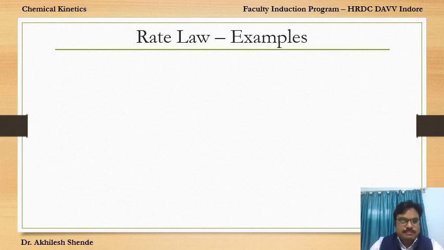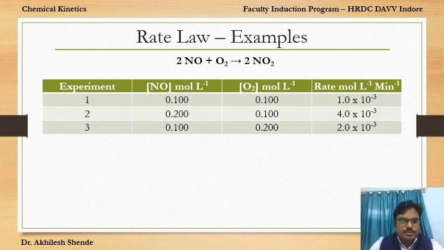Let's take another example. NO plus O2 gives NO2. The experimental results are shown here. In the first case, if we increase the concentration of NO by 2 times and the concentration of O2 remains unchanged, then the rate of reaction increases by 4 times. In the second case, if we increase the concentration of O2 by 2 times and the concentration of NO remains unchanged, then the rate of reaction increases by 2 times. Then we can conclude from the above experimental results that the rate of reaction is directly proportional to the square of NO concentration and directly proportional to the oxygen concentration.